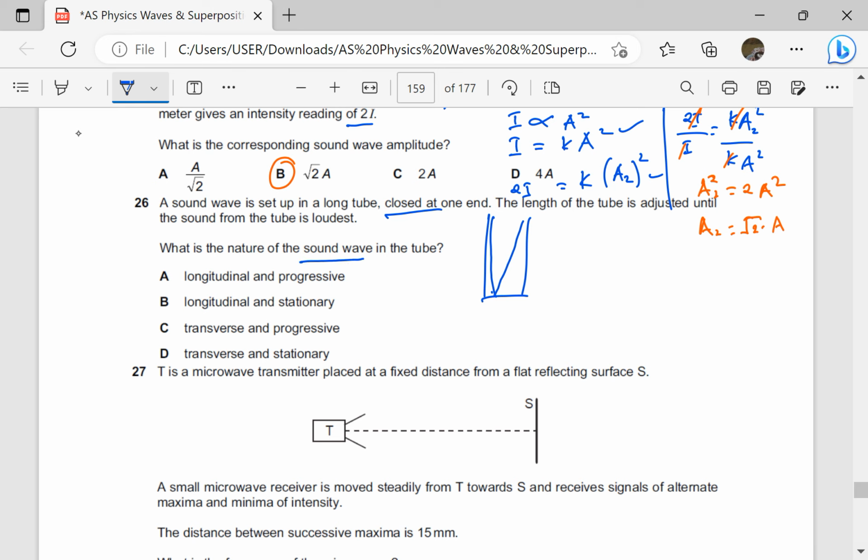Of course, this sound must be longitudinal. So where there is transverse, we ignore. But when we hear the loudest sound, it means resonance has occurred. We have a stationary wave, so the answer is going to be B.